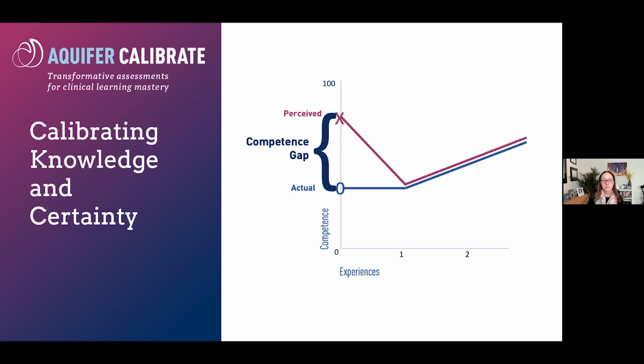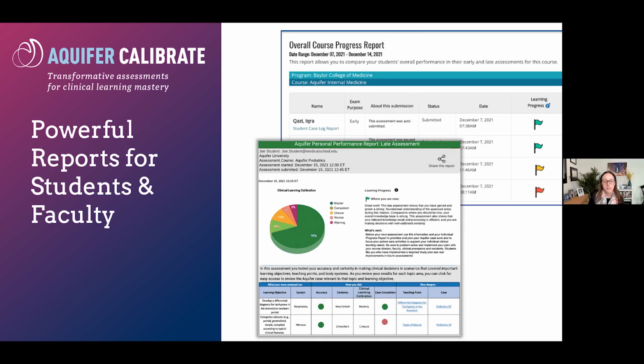The Calibrate system is designed to identify the gap between perceived and actual competence. This, we know, is the most dangerous gap for all of our patients, and it is critical that we help our learners identify and address it. These new dimensions of data linked to our curricular mapping converge in detailed reports for students that link directly to teaching points in Aquifer cases.